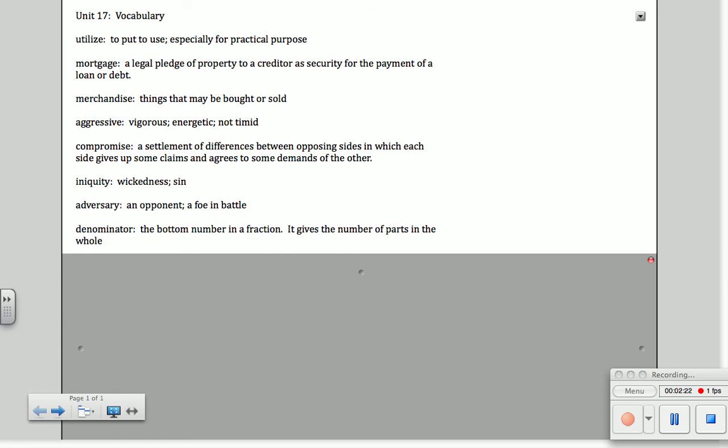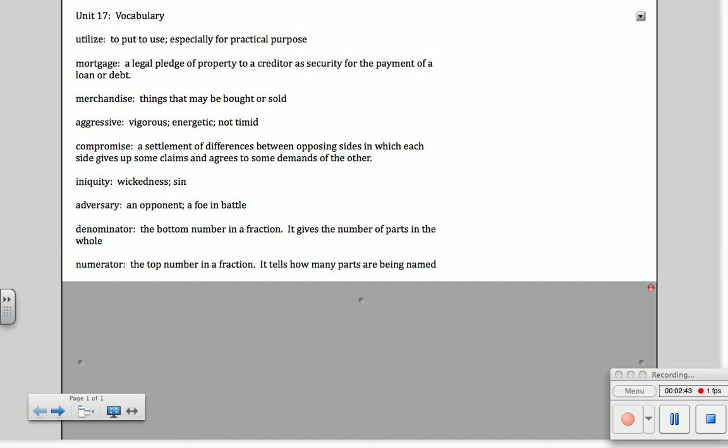Denominator. Denominator is a math term, and it's the bottom number in a fraction. It gives the number of parts in the whole. So if you had 3/4, okay, it would take 4/4 for the whole. Okay, it's that bottom number that gives how many parts in the whole.